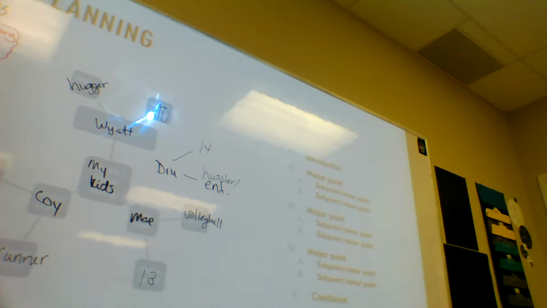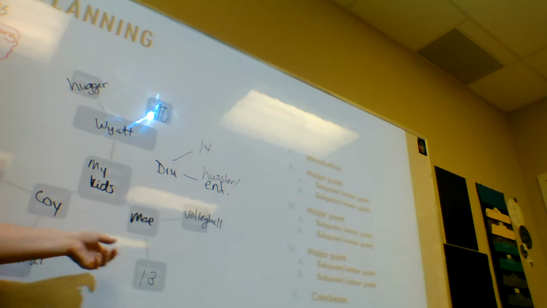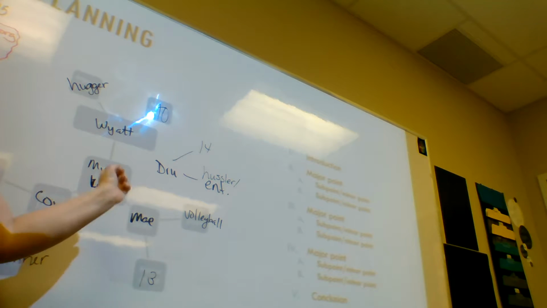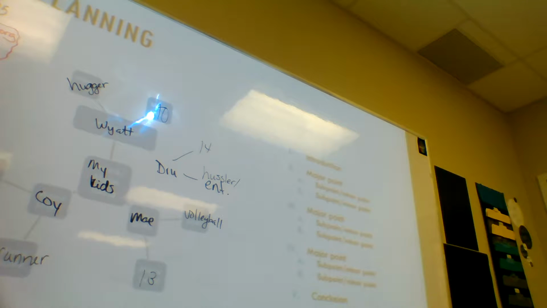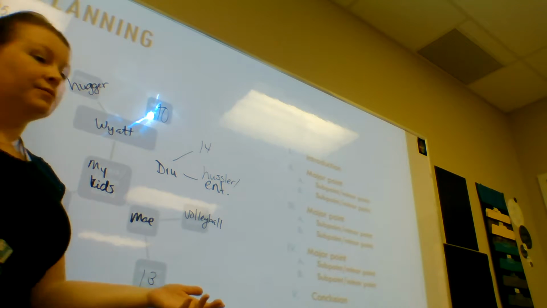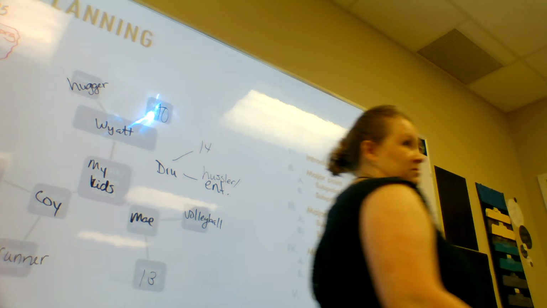Oldest to youngest. Okay, I might do the oldest all the way to the youngest. So I may do Coy, Drew, May, and then Wyatt. An alternative to that is to do youngest to oldest. So either one of those would work. What's another option?